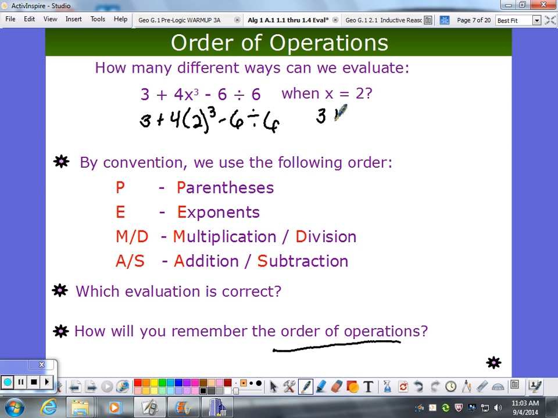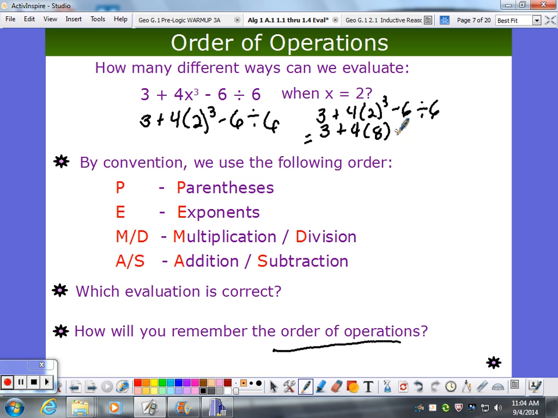So I've got 3 plus 4 times 2 cubed minus 6 divided by 6. So what do I do first? Now, it says parentheses, right? Do I have parentheses? Sort of. But is there anything to do with these parentheses? No. Then move on. Then you do exponents. So here's my exponent. 2 to the 3rd power. It's not 6, is it? No. What is it? 8. 2 times 2 times 2.